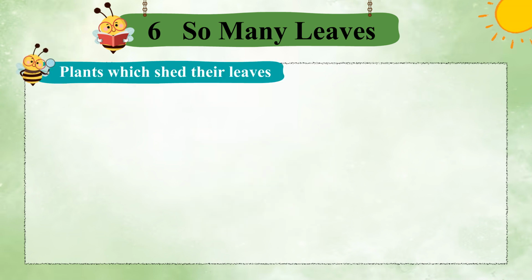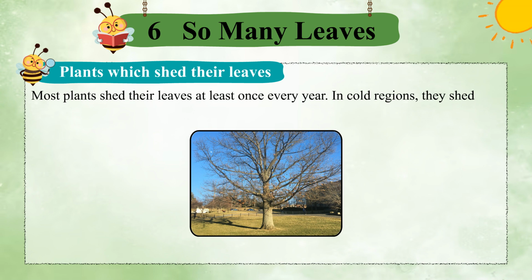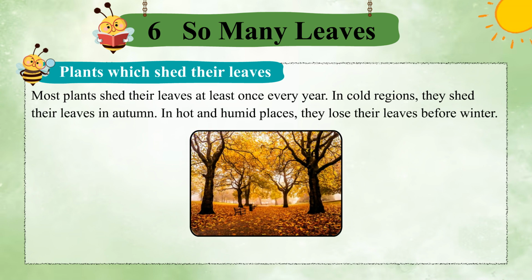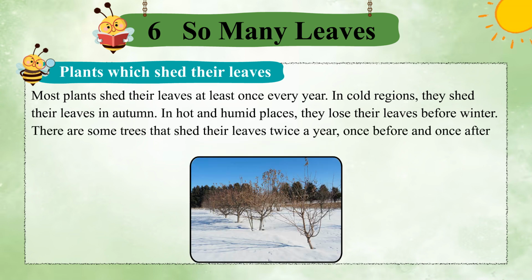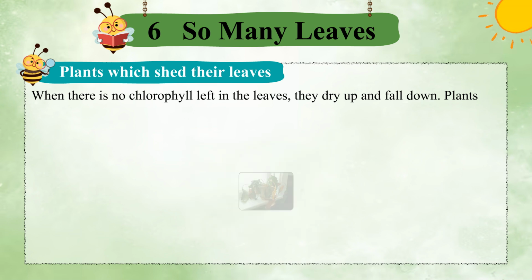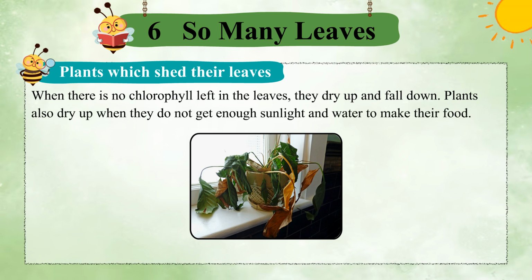Plants which shed their leaves. Most plants shed their leaves at least once every year. In cold regions, they shed their leaves in autumn. In hot and humid places, they lose their leaves before winter. There are some trees that shed their leaves twice a year, once before and once after winter. When there is no chlorophyll left in the leaves, they dry up and fall down. Plants also dry up when they do not get enough sunlight and water to make their food.